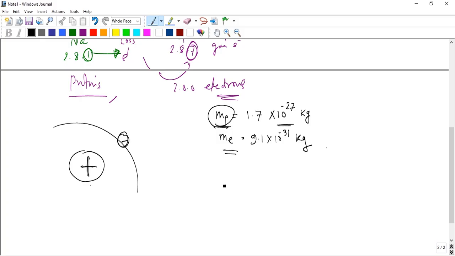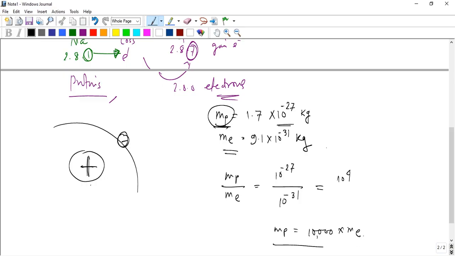Let us check the mass of proton divided by the mass of electron. Approximating 1.7 and 9.1 as equal, we get 10 to the power minus 27 divided by 10 to the power minus 31, which is 10 to the power plus 4. So the mass of a proton is about 10,000 times the mass of an electron.